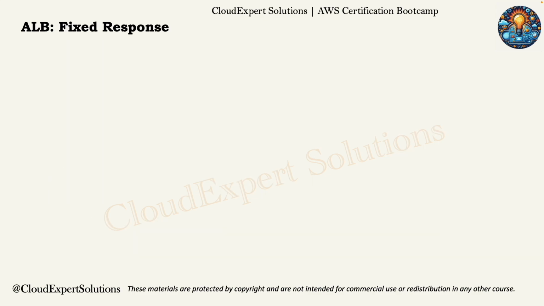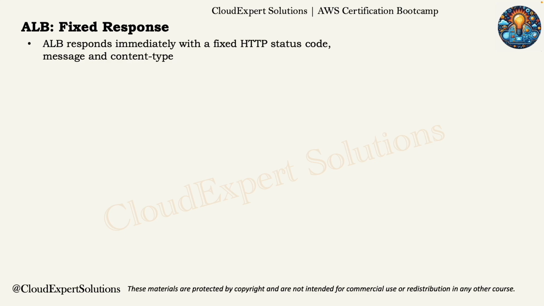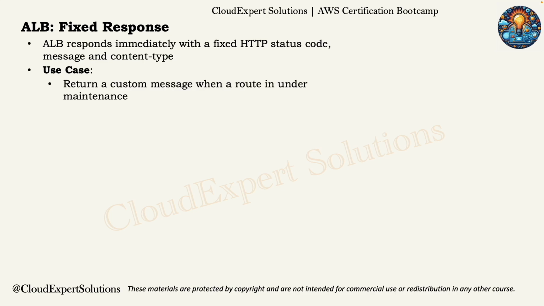Now let's review application load balancer fixed responses. With fixed response configuration on ALB, you can respond to any HTTP request without sending the traffic to a backend or to a target group. The ALB responds immediately with a fixed HTTP status code, message and content type. As a use case, you can return a custom message when a route is under maintenance. You can also respond with 403 Forbidden if the path is restricted.